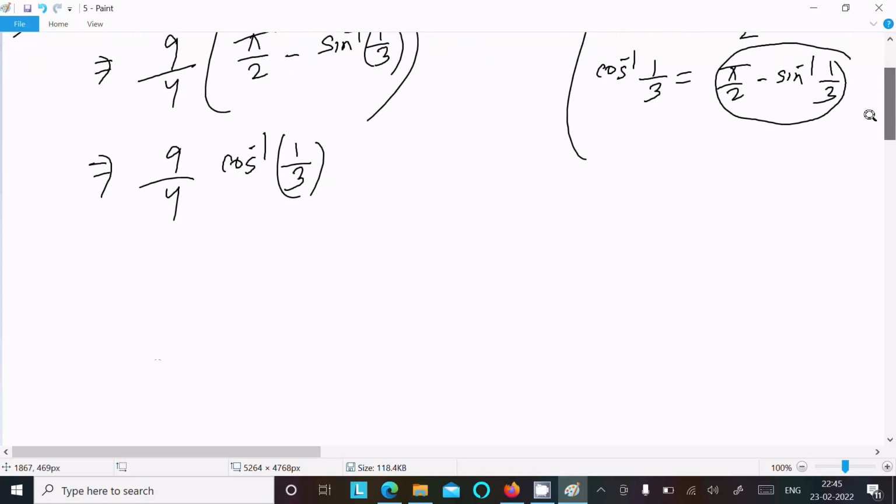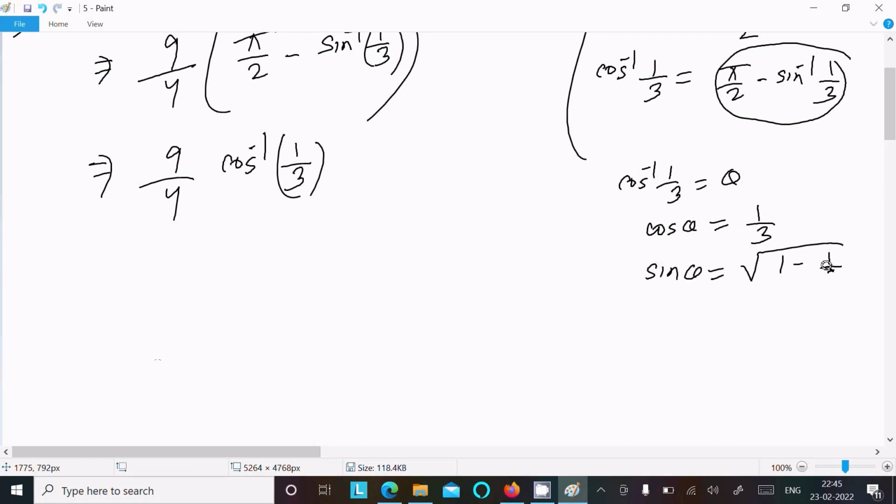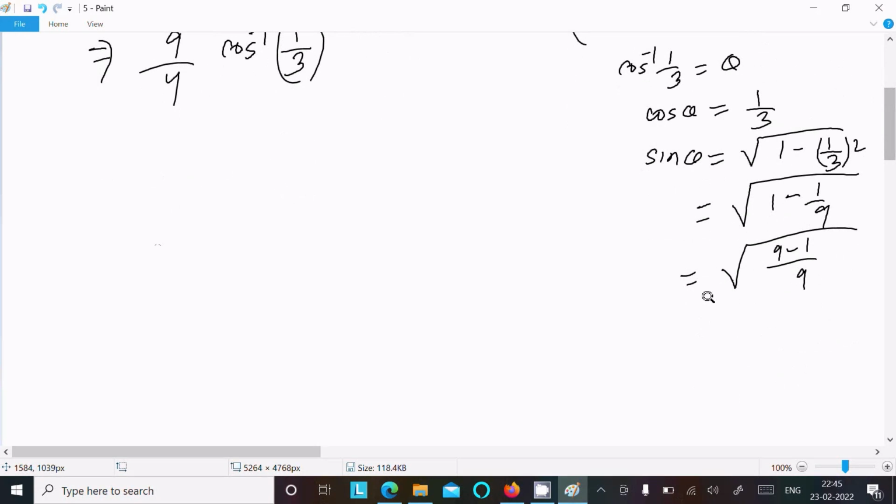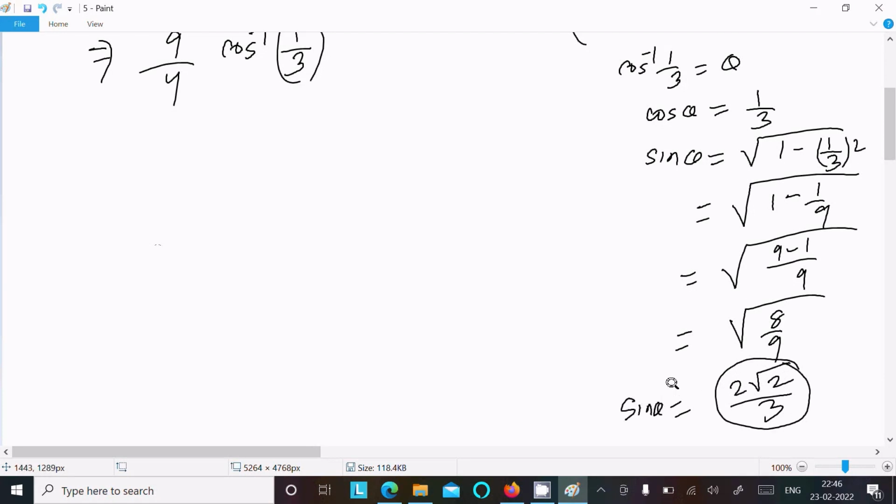Now, cos inverse 1 by 3 is equal to theta. Then cos theta equals 1 by 3. Then sin theta equals the square root of 1 minus 1 by 3 squared. So this is 1 minus 1 by 9, that is 9 minus 1 over 9, which equals 8 by 9. So we can write this as 2 root 2 by 3. Okay, so sin theta equals 2 root 2 by 3.